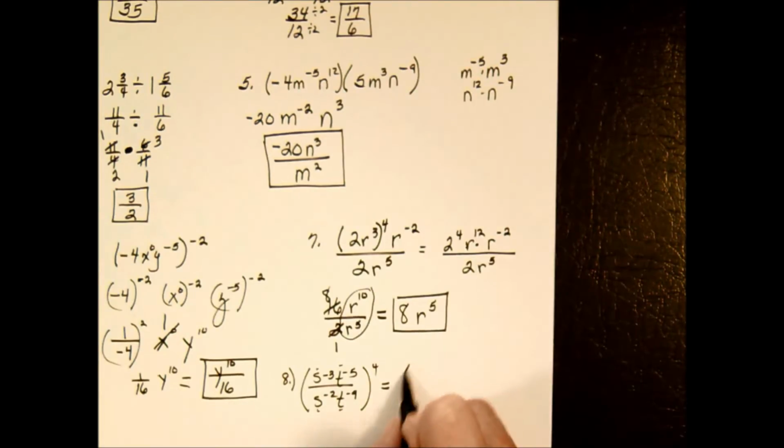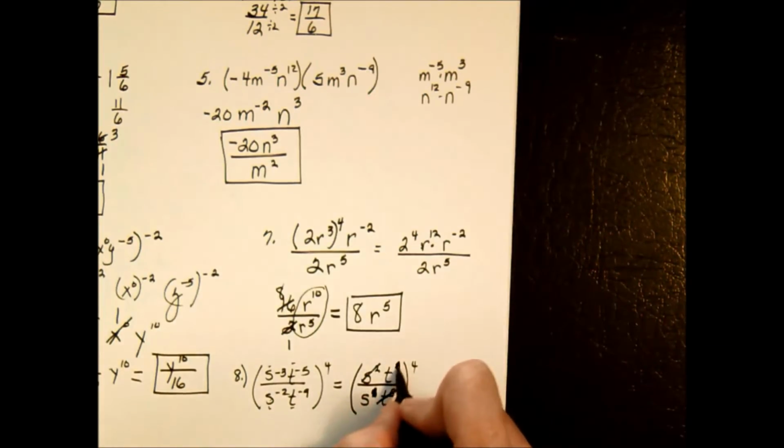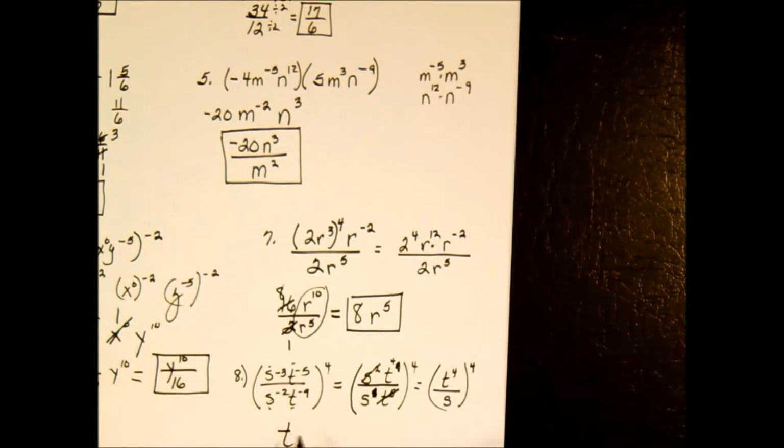So what's going to end up happening is s to the negative 3 comes down here and is positive. s to the negative 2 goes up here and is positive. t to the negative 5 comes down here and is positive, and t to the negative 9 is up here and is positive. Now we can still simplify before we apply that 4. These two s's cross cancel 2 of those, leaving 1. These t's cross cancel 5 of those, leaving 4. So what I have now is t to the 4th over s, all raised to the 4th power, which is going to be t to the 16th over s to the 4th.